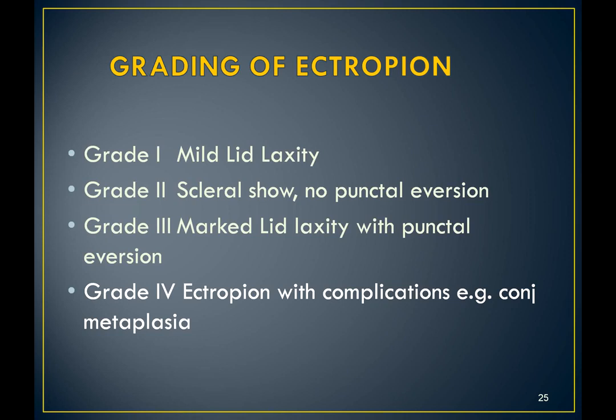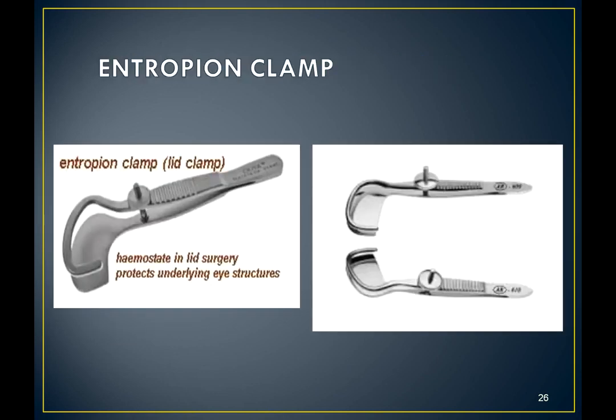Next is grade 4, the late one, which is persistent eversion of the lid. As a result of that, there are changes in the conjunctiva, and the conjunctiva becomes metaplastic. Now I will show you in the pictures.